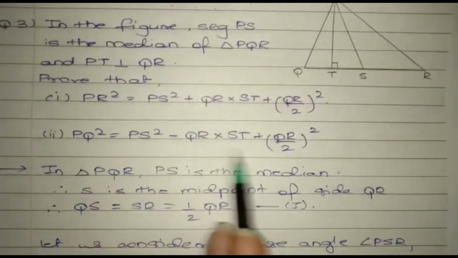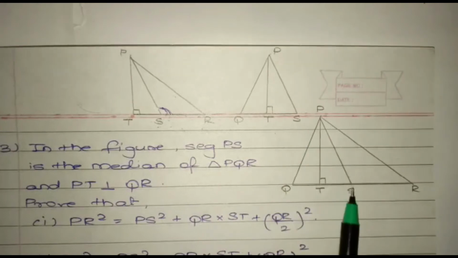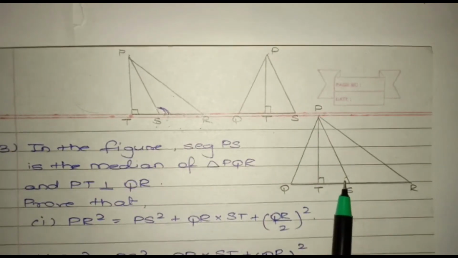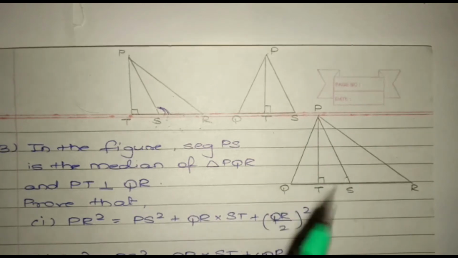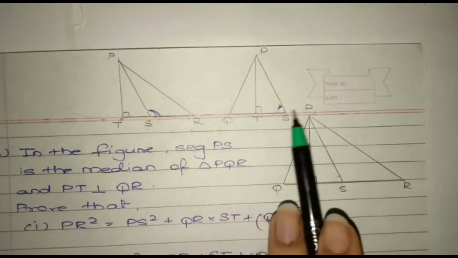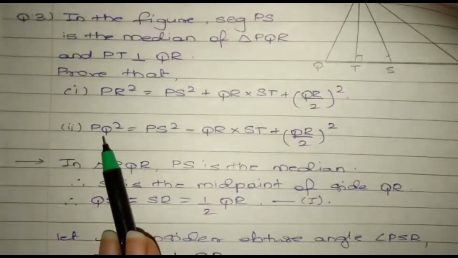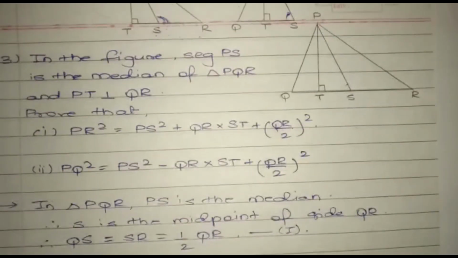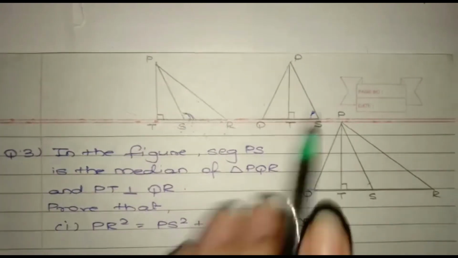Now for the second statement, we are going to consider this triangle, that is triangle PQS, and here we are going to consider angle S, that is angle PSQ, as the acute angle. So we will get the side opposite to acute angle is PQ square, which is needed here. So we will consider angle S. Okay, I'll draw this diagram on the next page and show you.